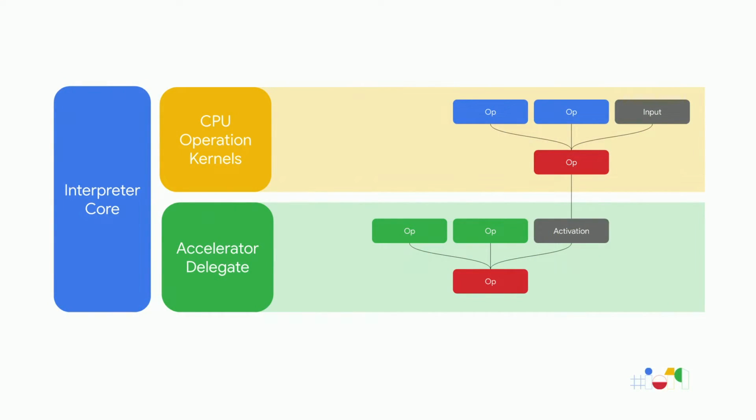So here's a great way to visualize it. A graph is made up of a series of operations, and for operations supported on a particular architecture, TensorFlow Lite will accelerate those if you ask it to. If certain operations aren't supported on that delegate, it will fall back to the CPU automatically.